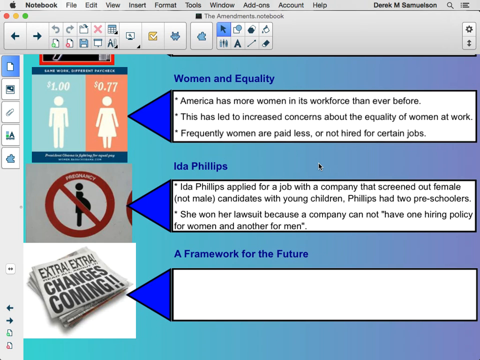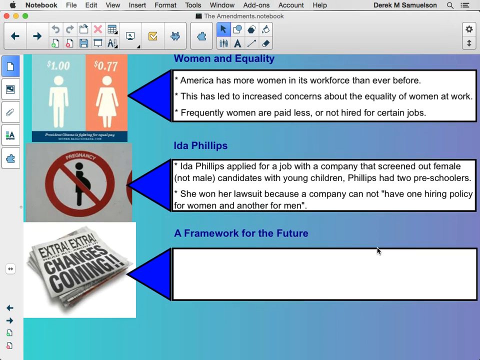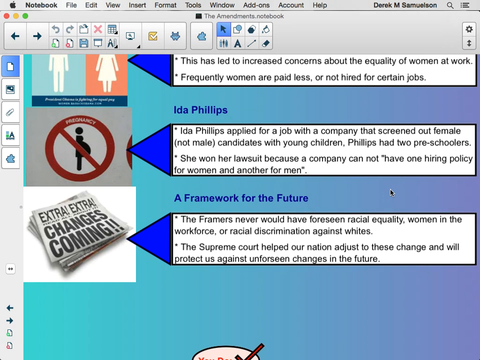But they hadn't done similar screening for male candidates, so she filed a lawsuit. And she won her lawsuit because the company had one hiring policy for women and another one for men, and that was discriminatory. You cannot discriminate based upon a person's gender. So what does all this mean?